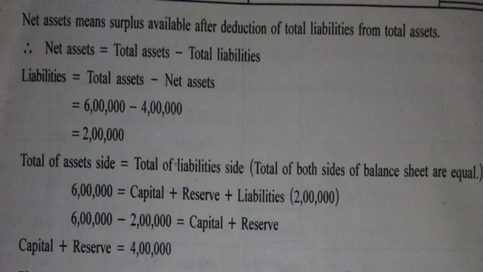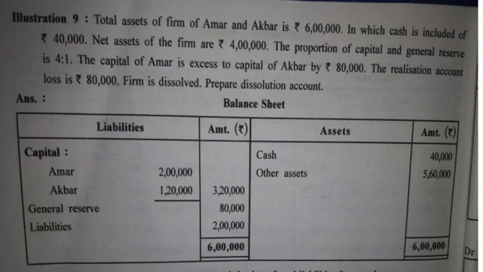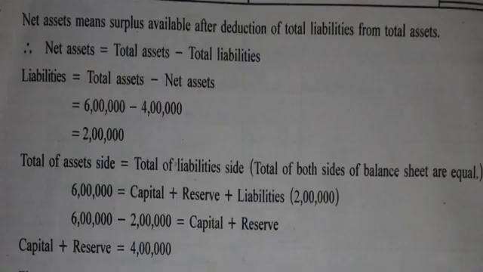What are total assets? 6 lakh. What are net assets? 4 lakh. Both are given in the question. So what is the amount of liabilities? 2 lakh. How did we obtain this? We have obtained this from this formula.